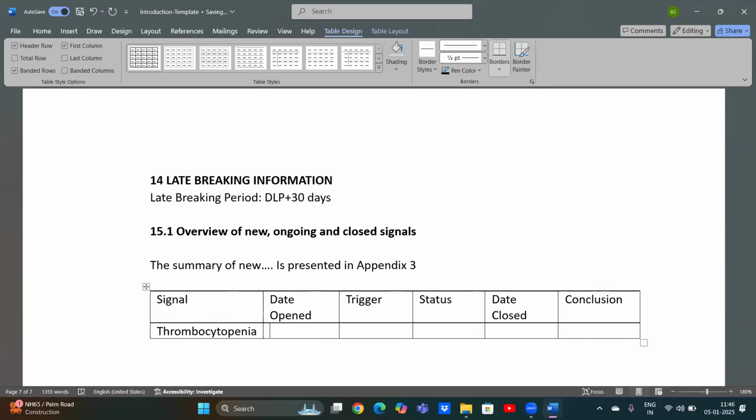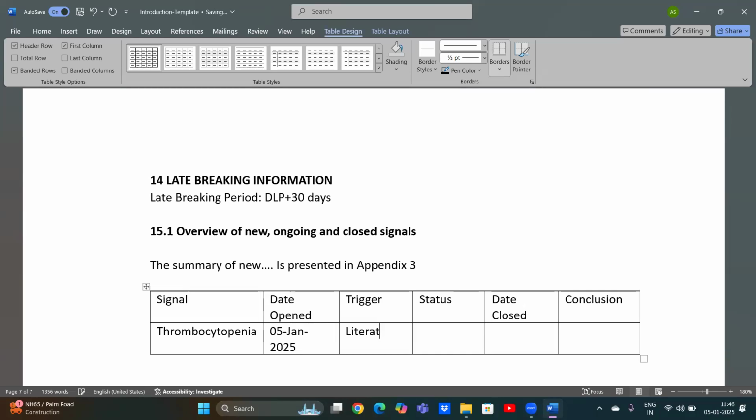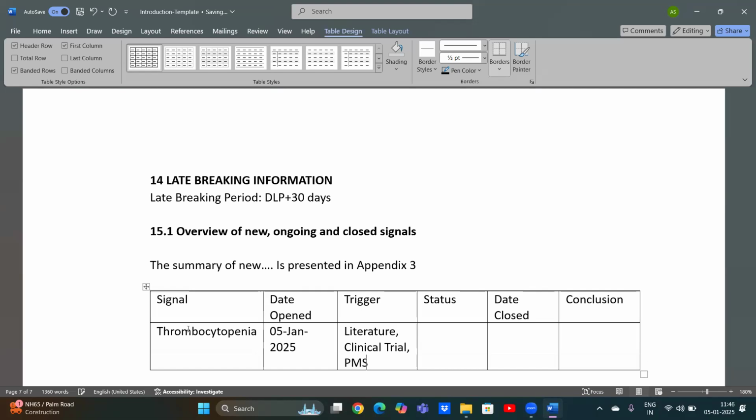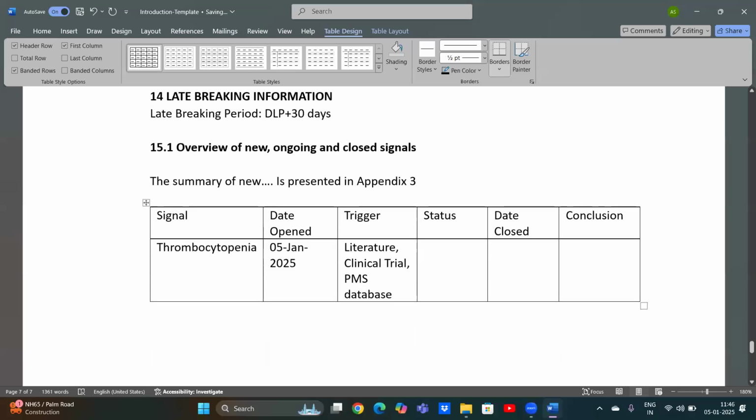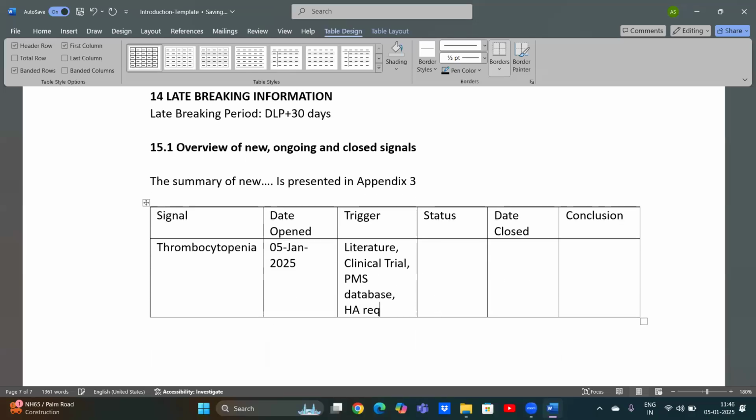So suppose today is the 5th, 2025. Trigger: now, what could be the trigger? Suppose a literature or clinical trial, or your PMS database, whatever is there. I'll also write HA request, whatever source we get the trigger from.